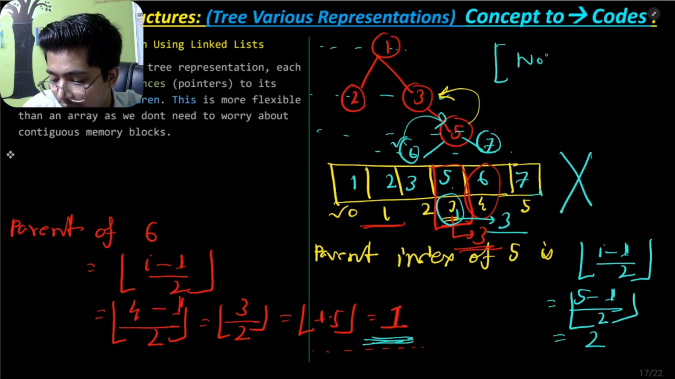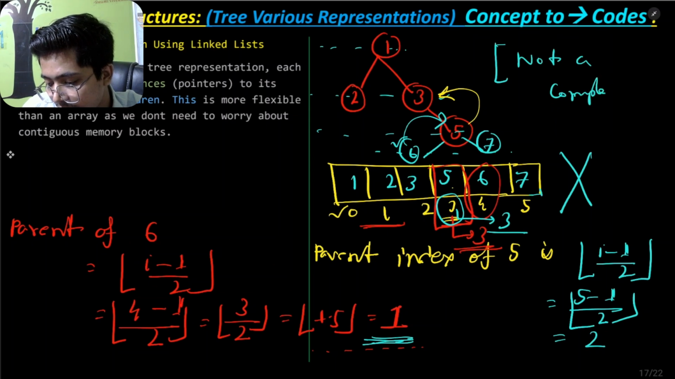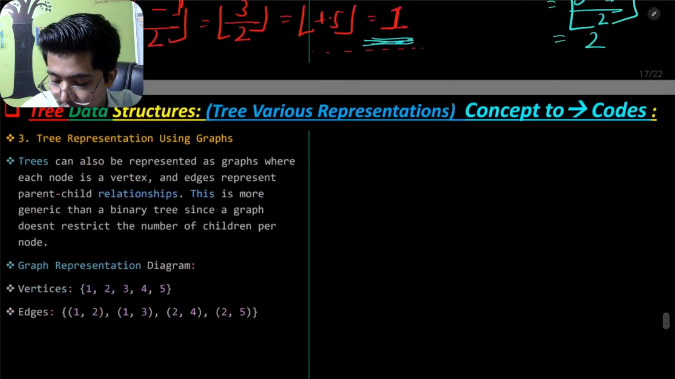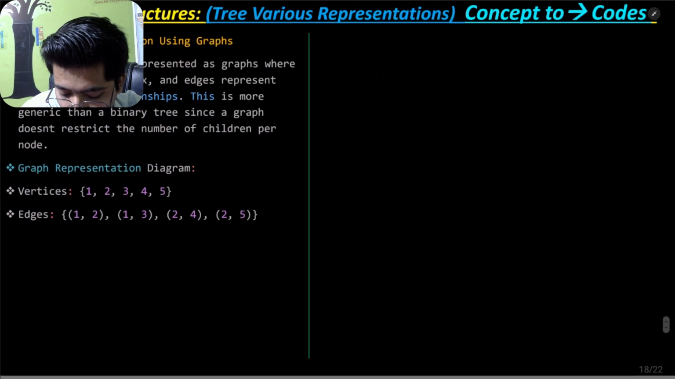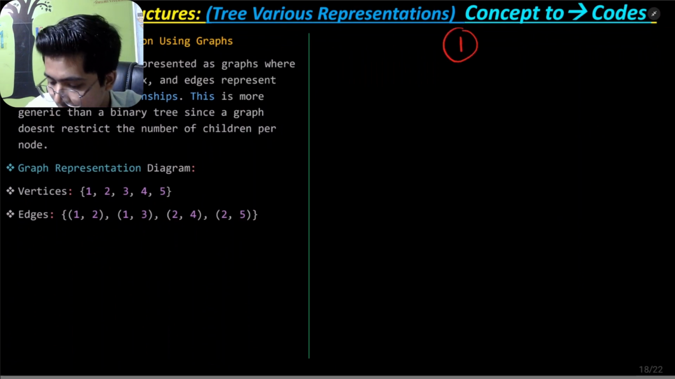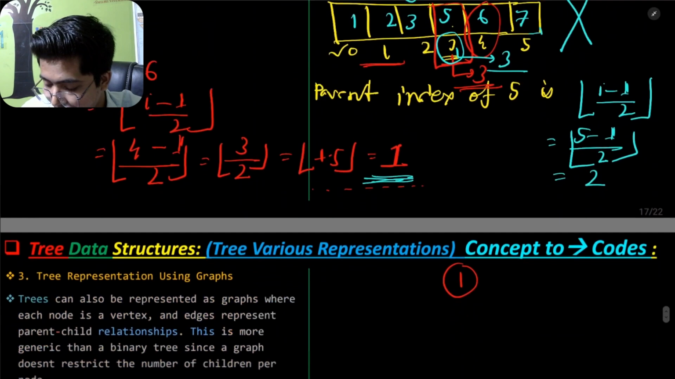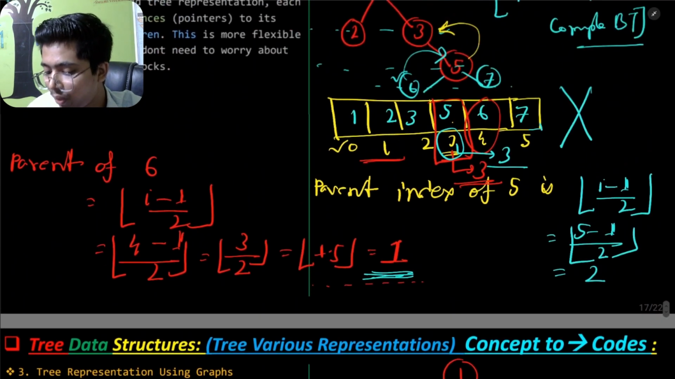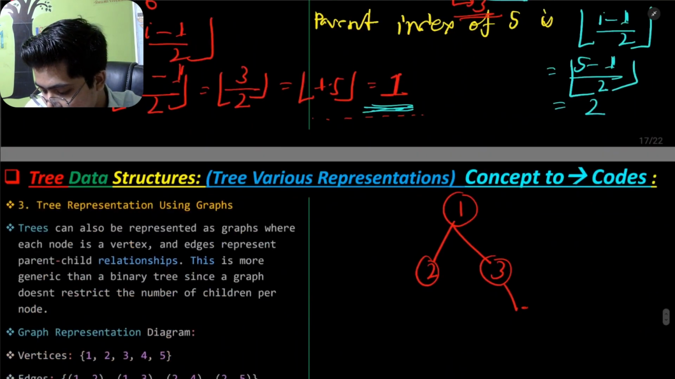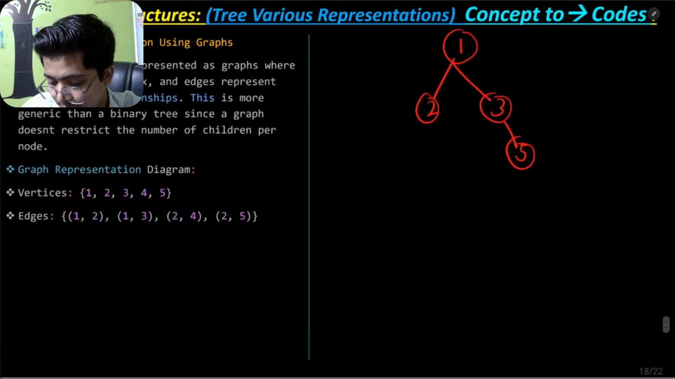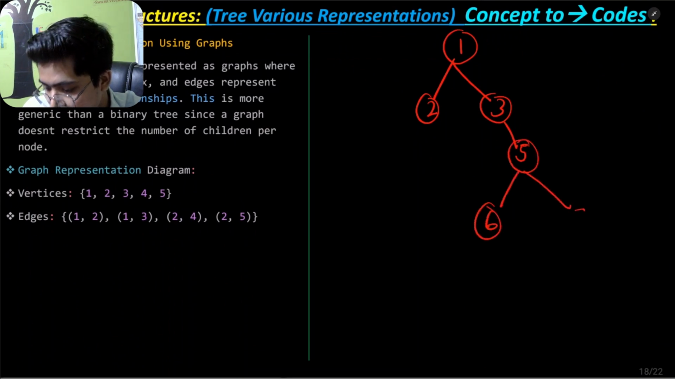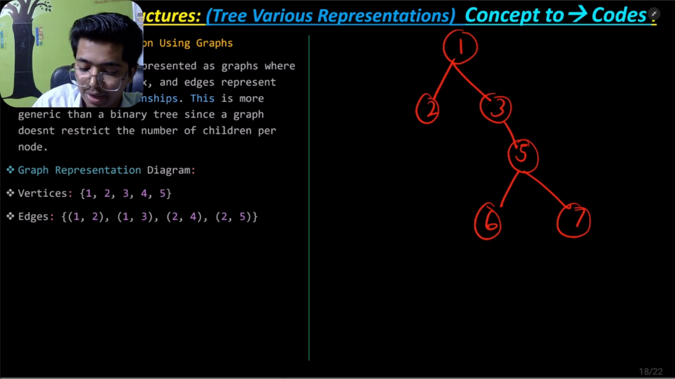This is not a complete binary tree. So first we have to convert this tree with 2, 3, 4, 5, 6, 7 into a complete binary tree, and then it will work. The example was: first we had 1 as a root node, then 2 and 3 as the child nodes of 1, and 3 had the child node 5, and 5 had the child nodes 6 and 7.